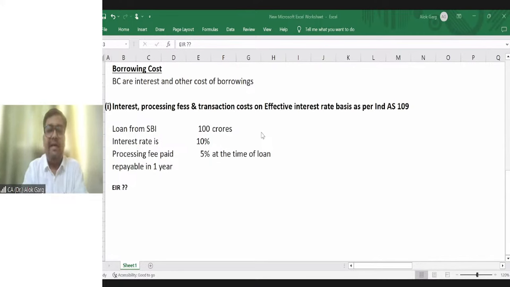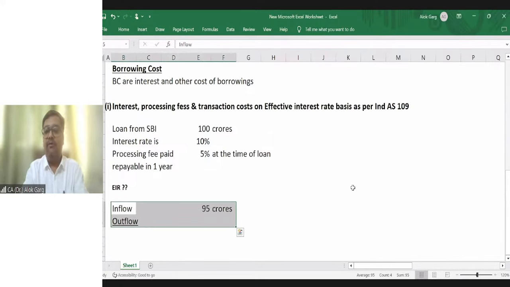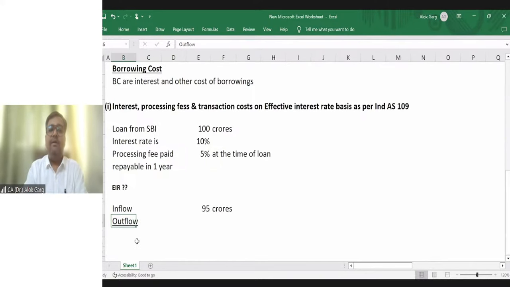My inflow is 95 crore. Now, what is my outflow? My outflow is of two types. If it has to be repaid in 1 year, number one, I need to pay interest, and I need to pay the principal of 100 crore.